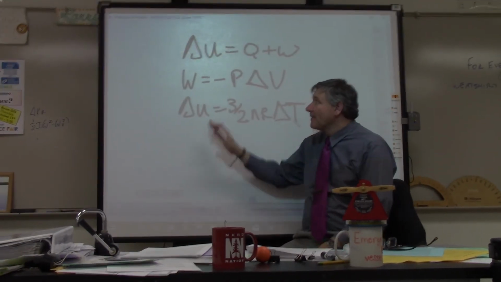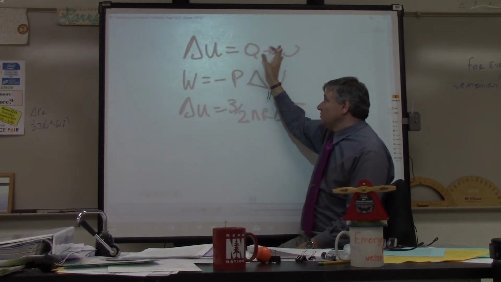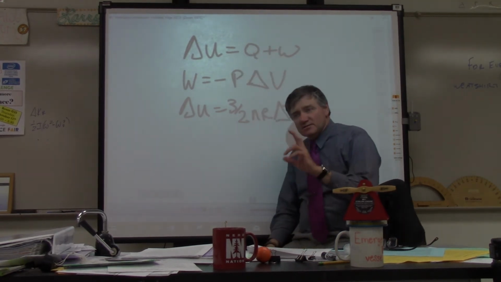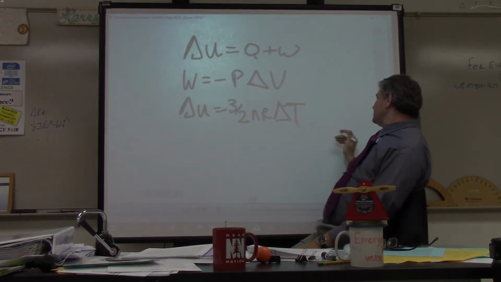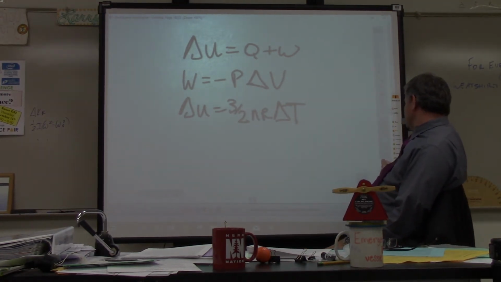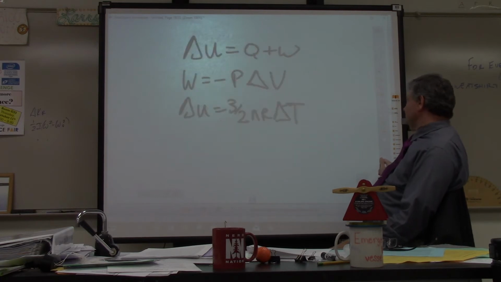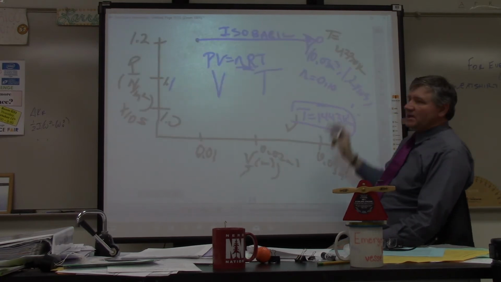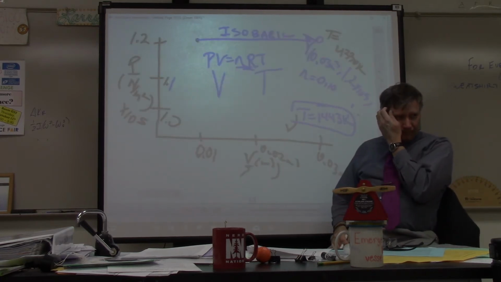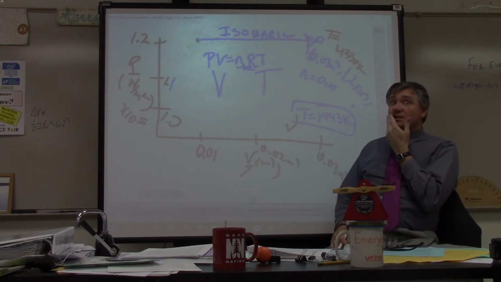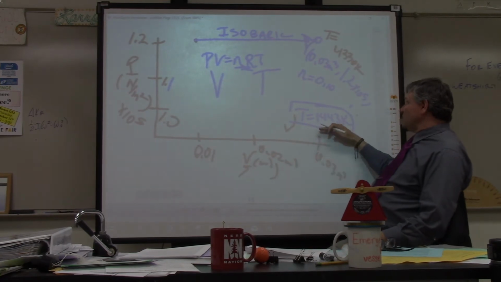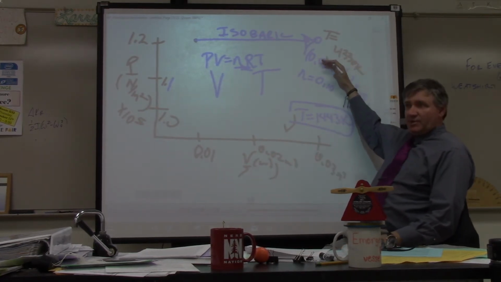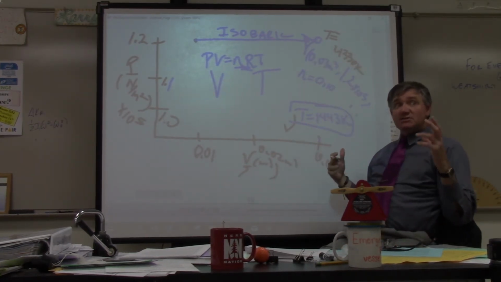And then you got delta U equals Q plus W. So here's what I want to look at, okay? In this situation, was there a change in temperature? Yes, there was. Because we went from 1443 up to 4330. We tripled the temperature. So there was a change in temperature.